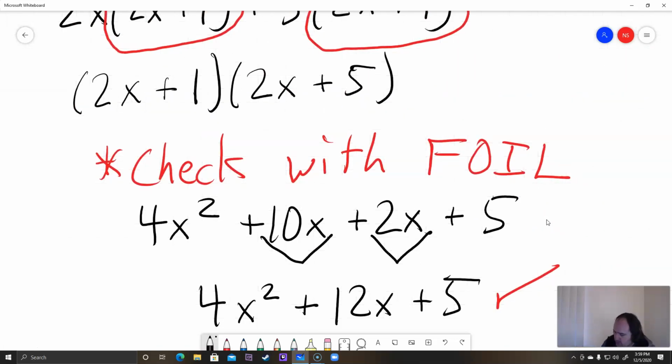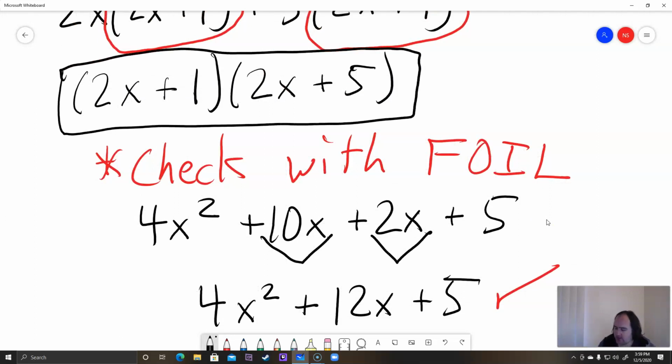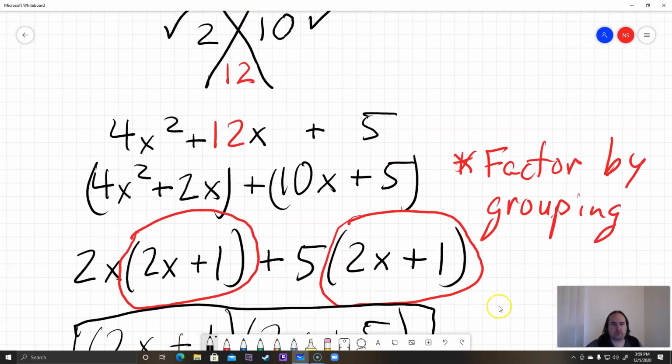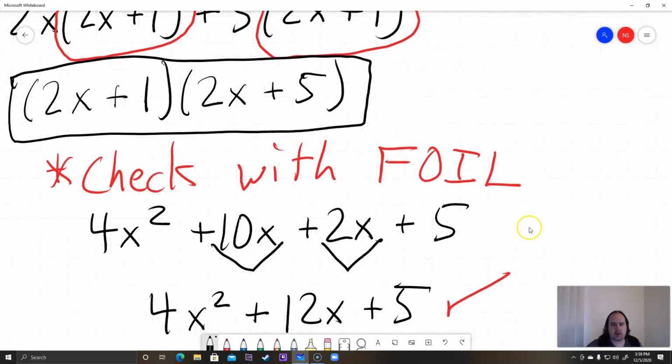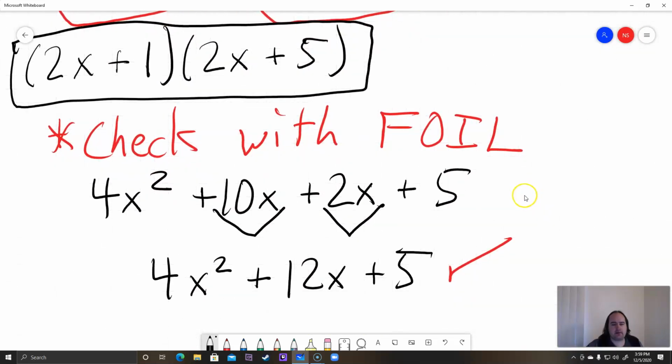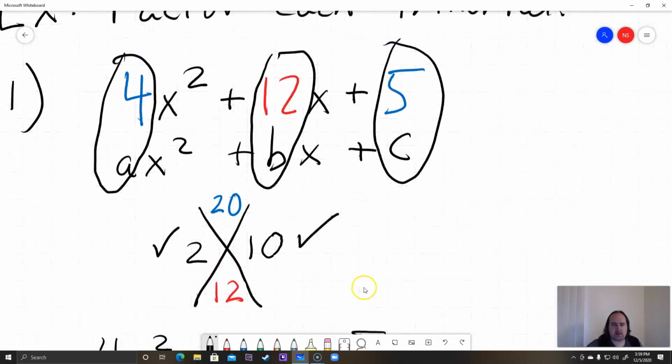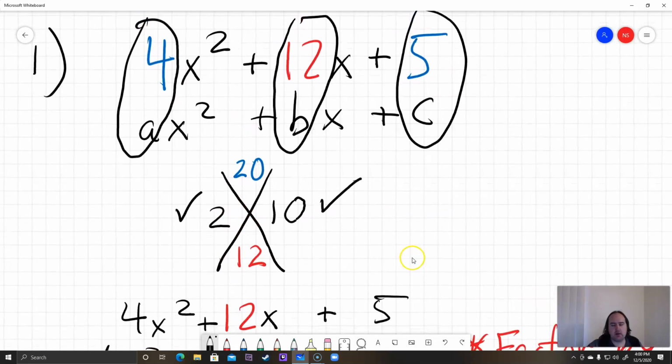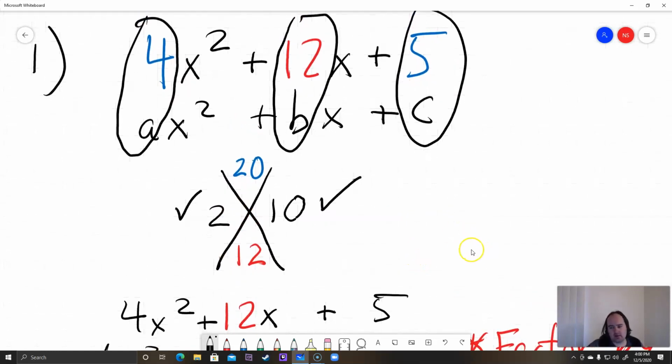Okay, but our answer is going to be 2x plus 1 times 2x plus 5. And remember, when you're factoring, the order doesn't matter, so you can also switch the order around if you want to. All right, so we have factored this by grouping, but as you can see, it takes a long time to explain it. It doesn't take quite as long to do it by hand, but it still is a long process.